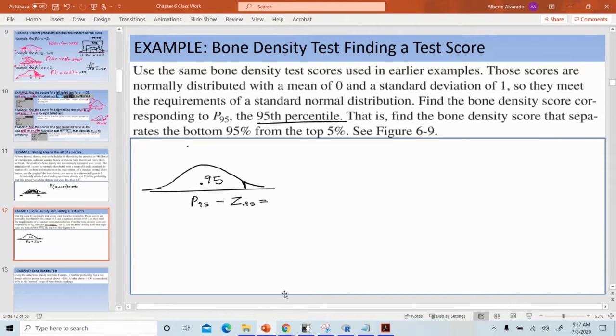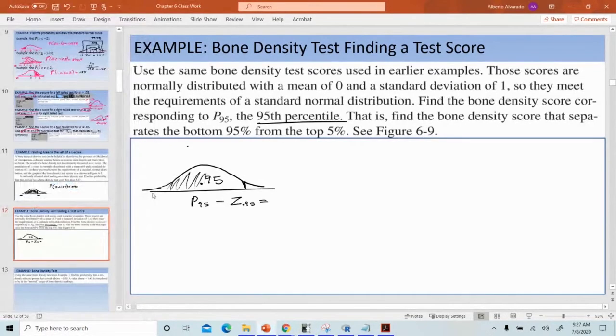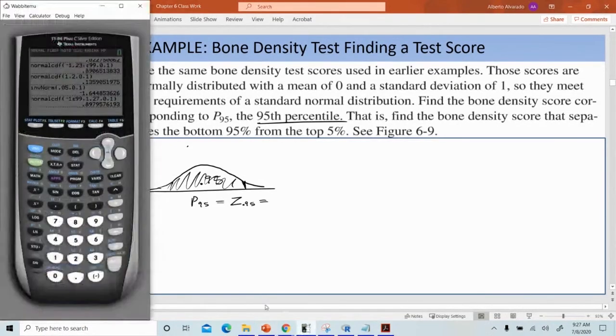So again, if we have an area and we want a z-score, we use inverse norm. So that's the area, and we're going to do inverse norm. Second vars, inverse norm, 0.95. And right now I'm not going to mess with the mean or standard deviation because it's a standard normal curve with z-scores. Anytime you use z-scores, you just leave it at 0, 1. And we actually did this problem, right? 1.645.